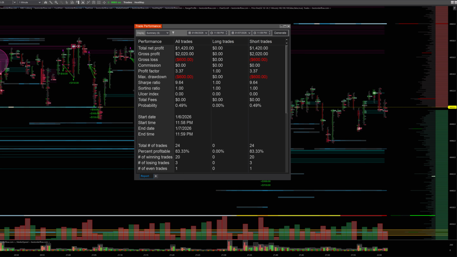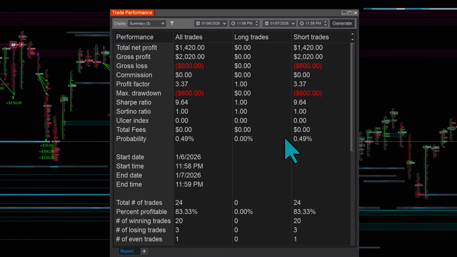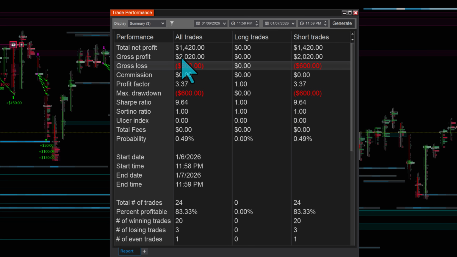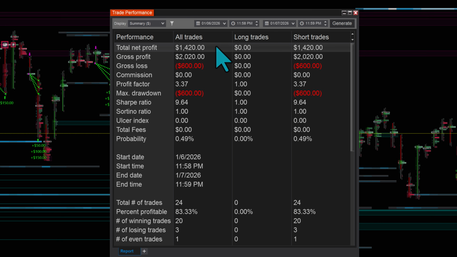So in trading about an hour at the early Asian session, I've lost about $600. Gross profit is about $2,000 and the total net is $1,420, because I lost on 3 contracts by stop losses. And that was today, and the total of trades is about 24, but each of the trades was with 3 contracts, and the percent profitable is about 83%.